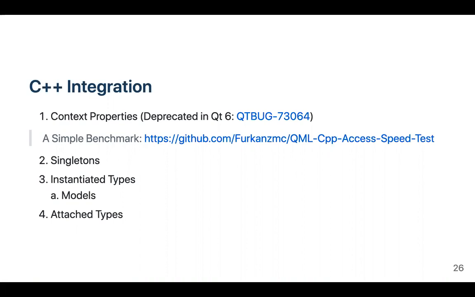Instantiated types are the best way to go for whatever need that you have. And the attached types also provide a good way to extend your type without having to change the interface of it.